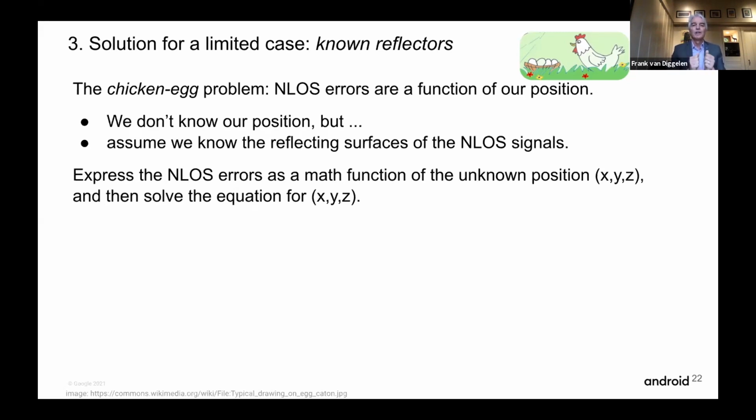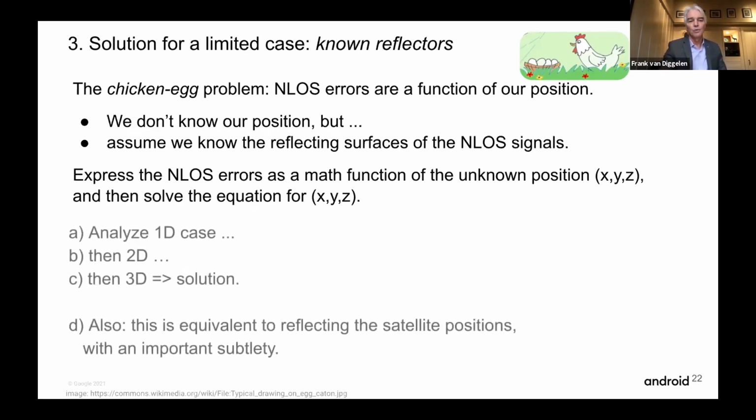If you say, well, these non-line of sight errors are a function of my unknown position, x, y, z, and I write an equation for that, well, then I've got an equation in x, y, z, and I could solve for x, y, z. And I'll take you through how we do that. I will do a 1D case, then 2D, then 3D, and then show you the solution.